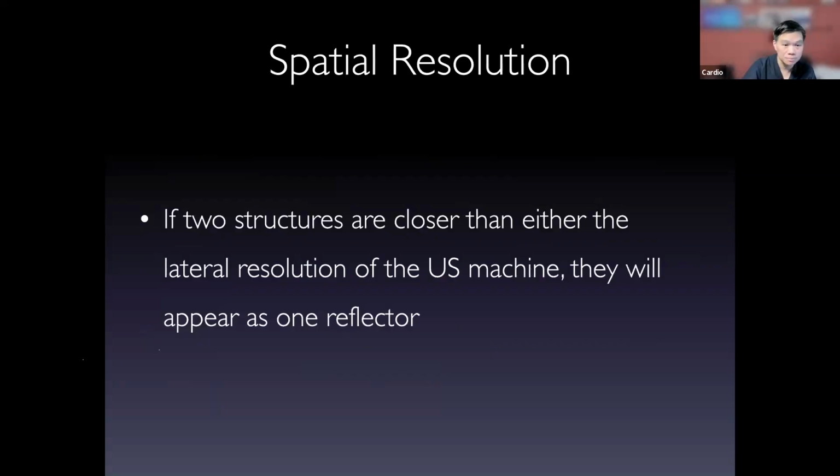There's also spatial resolution, and the concept is really, if two structures are closer than the lateral resolution of the ultrasound machine, they will appear as one. So rather than two tiny little things, they merge as one, just like when we're getting older, our eyes are getting more difficult to look at things, and things become much more fuzzy.